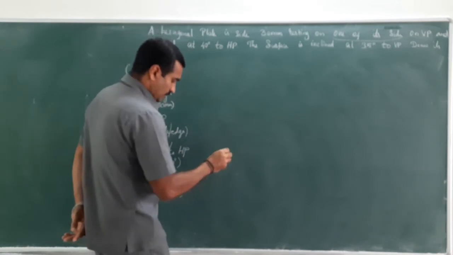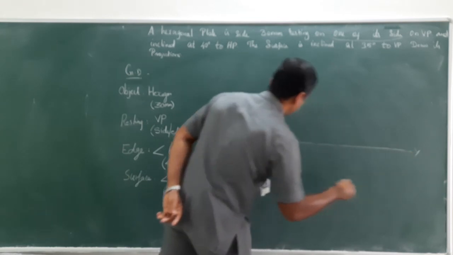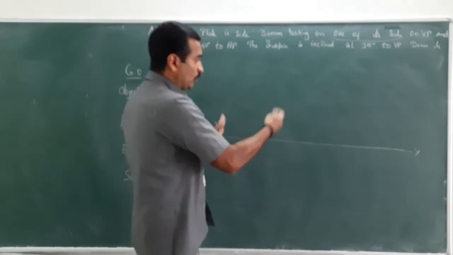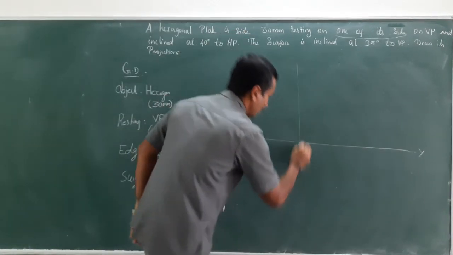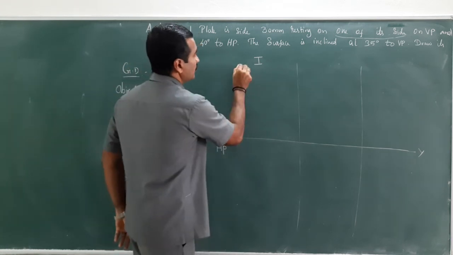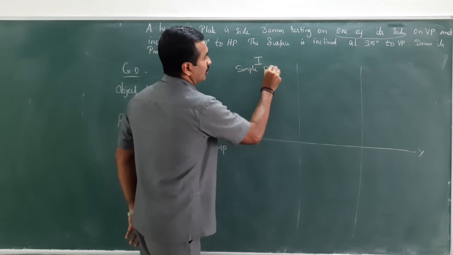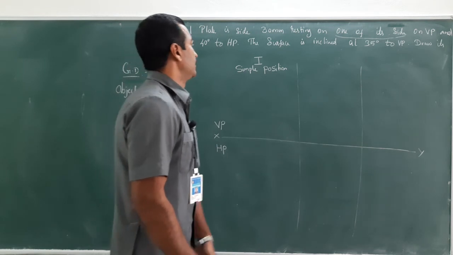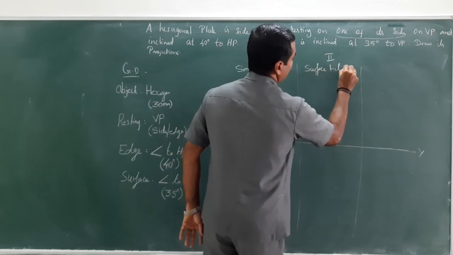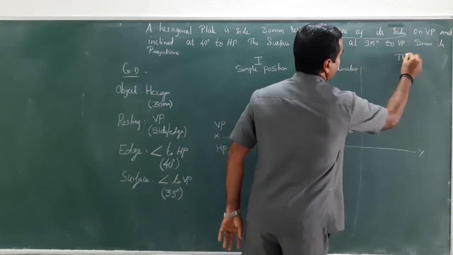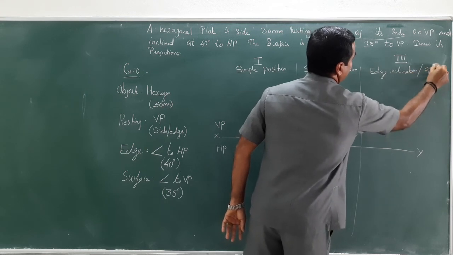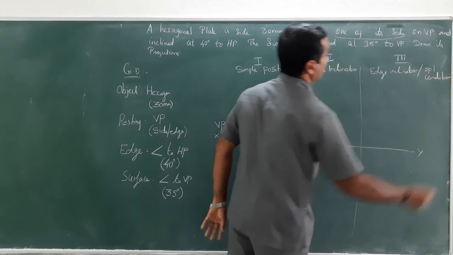To start with, let me just draw the XY line. XY, and above the reference line is VP, below is HP. I am going to divide this into three stages. First stage, second stage, and third stage. The first stage pertains to simple position or simple resting. Next, stage 2 is for surface inclination. And the third stage is for edge inclination or side inclination, or any special conditions.